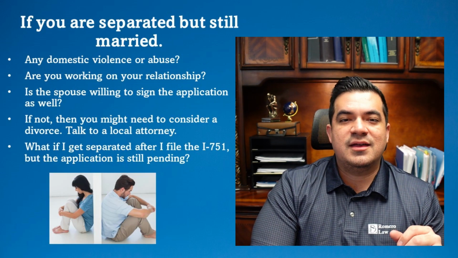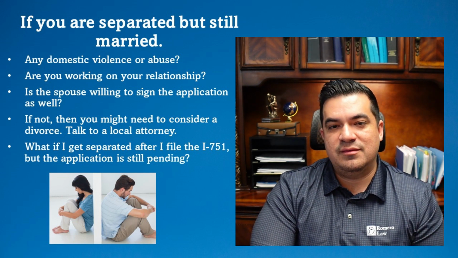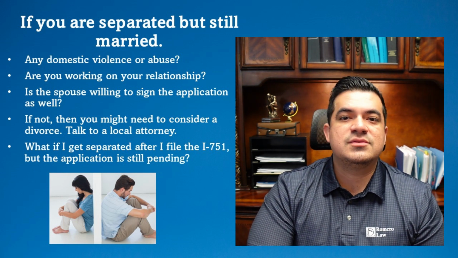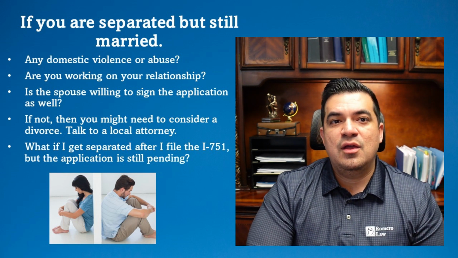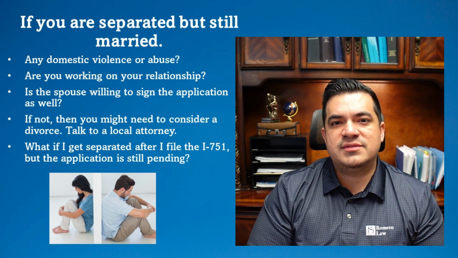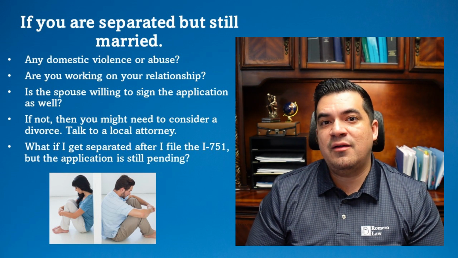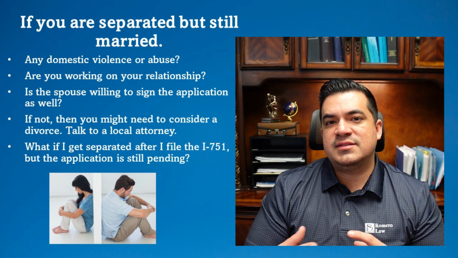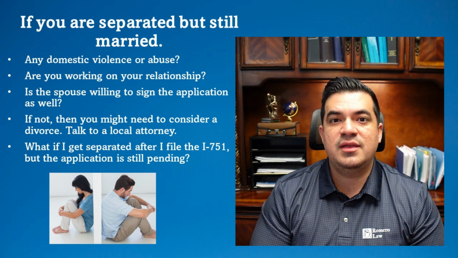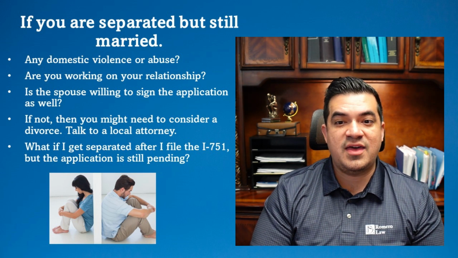Okay, so this is where it starts getting a little more complicated. So what if you're separated, but you're still married? My next question is, has there been any domestic abuse or violence or manipulation, or you're just not seeing eye to eye? So it's one of the things that, depending on if the couple is getting back together or if they're still trying to fix a relationship or they're still helping each other out, then the U.S. citizen, the U.S. resident, they can still sign the application as long as you guys are trying to fix the relationship.